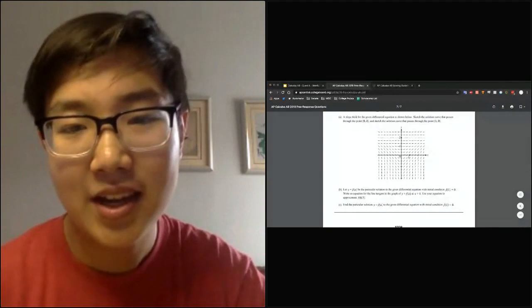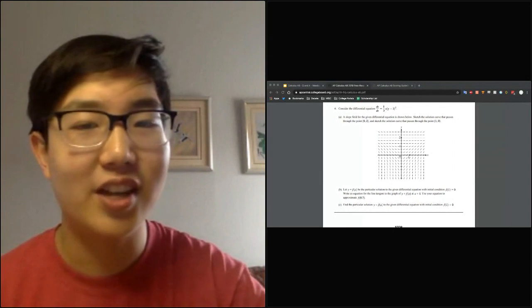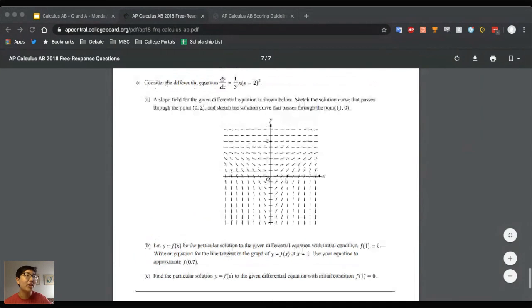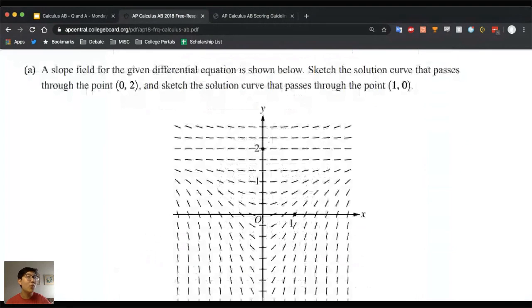Okay, great. So we have our question here, and I'm just going to use my cursor and sort of sketch it out like that. It says, consider the differential equation dy over dx equals 1/3 x (y minus 2) squared. The slope field for the given differential equation is shown below. Sketch the solution curve that passes through the point 0, 2, and sketch the solution curve that passes through 1, 0. So this is not incredibly difficult if you just look at what it's asking.